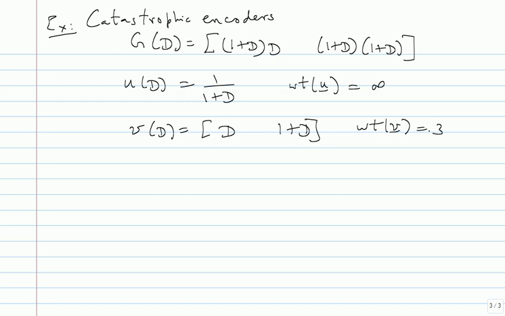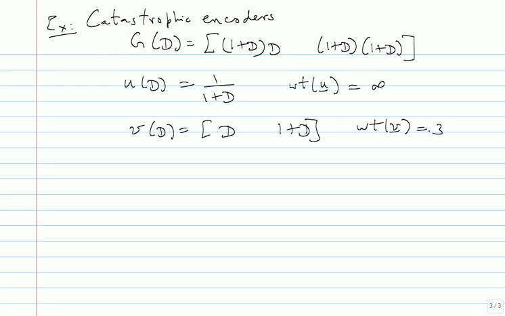A situation like this is said to be catastrophic. If your encoder is such that, for an infinite length input, you get a finite length output, your encoder is supposed to be catastrophic. For the same convolutional code, you can have a non-catastrophic encoder also. You just pull the 1 plus d out and do d and 1 plus d, and that won't happen.